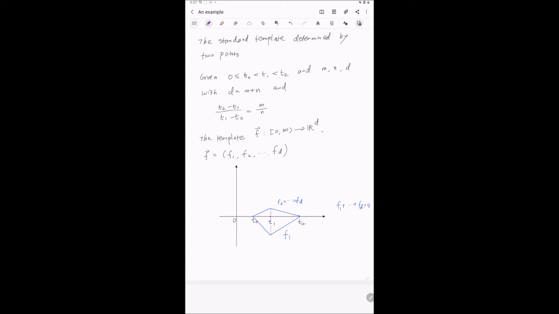And now we will add slopes to those piecewise linear functions. The slope here is negative 1 over n. Slope here is 1 over m. The slope here is 1 over n times (d minus 1), and slope here is negative 1 over m times (d minus 1).